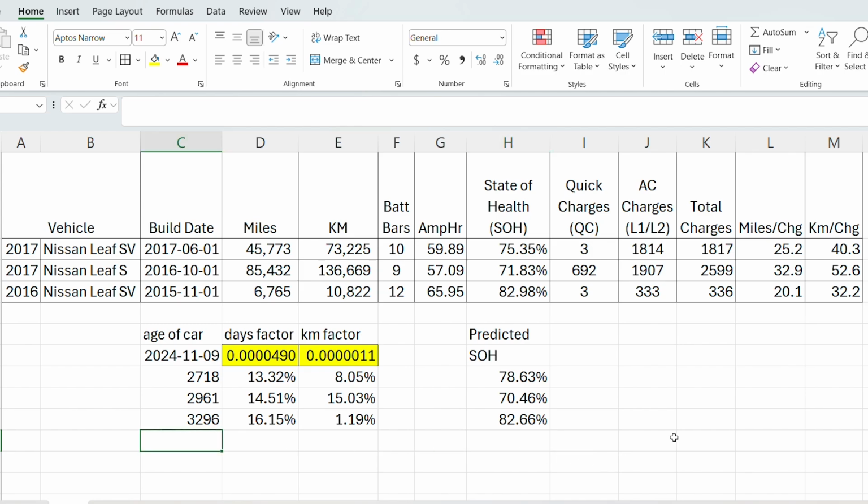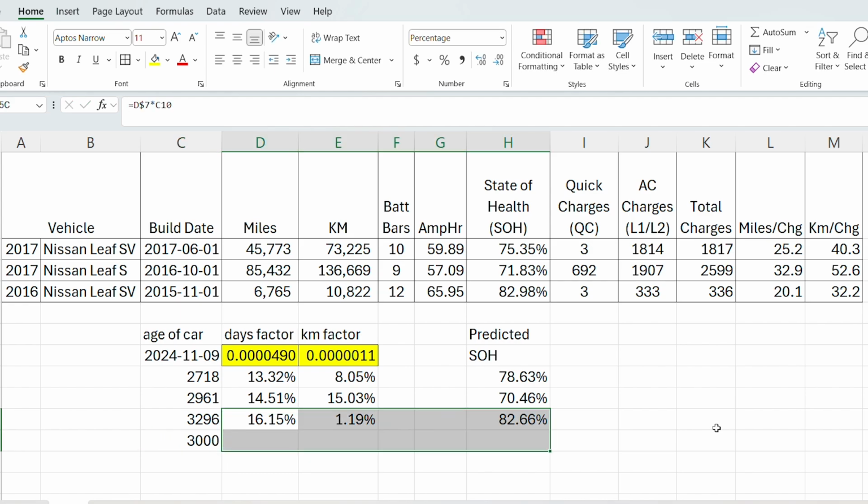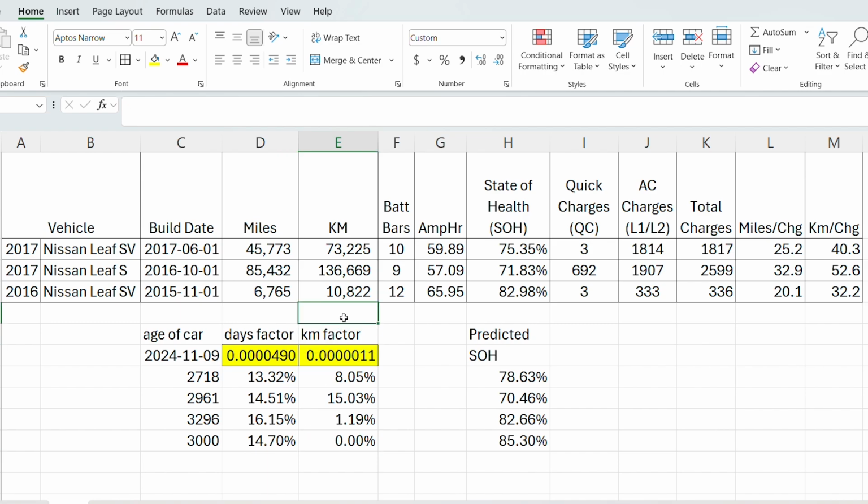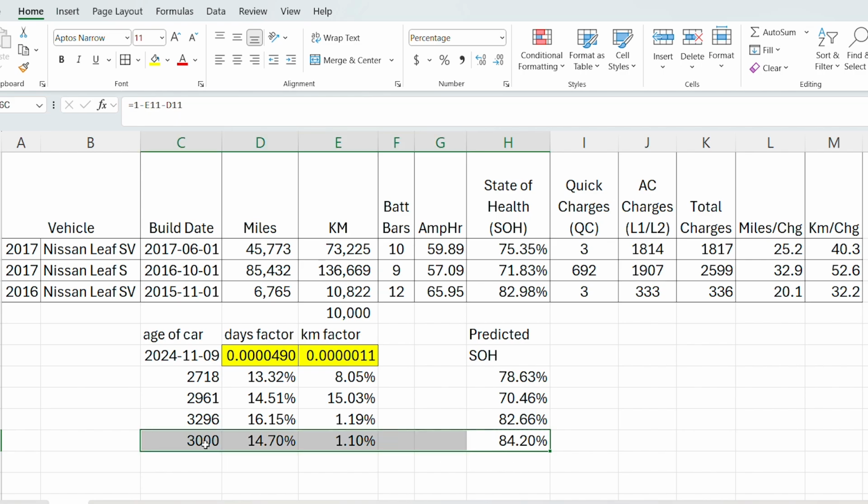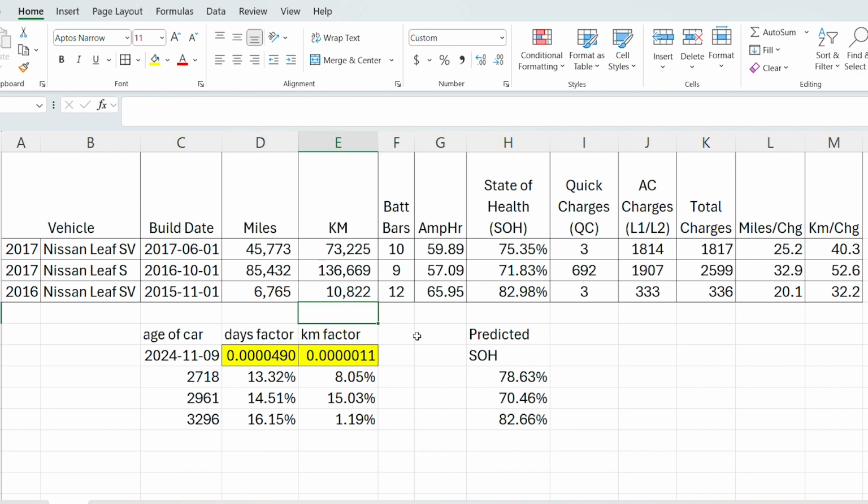So if we've got a car that is, let's say, 3,000 days old, and I'm just going to copy down this, and it says zero right now because I don't have kilometers in here. Let's say they had 100,000 kilometers. So the formula predicts that the car's state of health would be about 84%. Anyways, I'll just get rid of that. That's not part of the formula really, but that's what I'm coming out to.